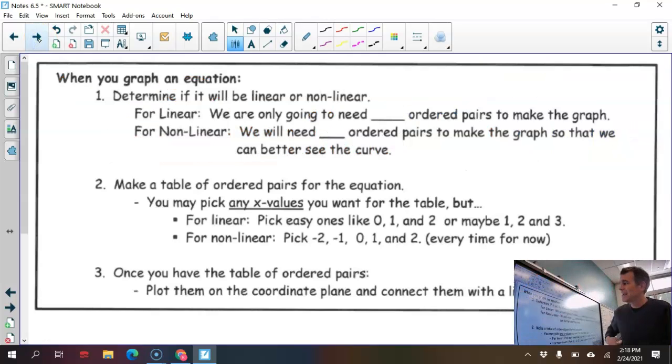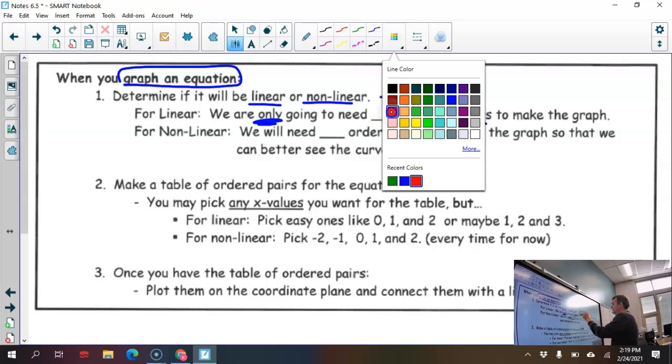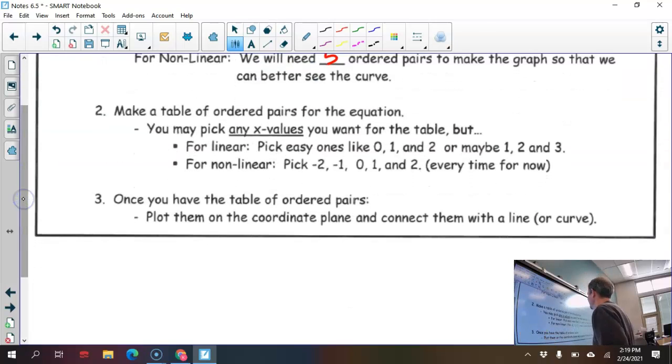All right, so here's what we want to be able to do. This is the final thing. When you graph an equation, I feel like there are 3 steps here to doing that. First step, very easy: determine if it will be linear or nonlinear. And that's important because we can save some time. We are going to need only 3 ordered pairs to make a graph if it's linear. But if it's nonlinear, we need 5 ordered pairs. All right, that's step 1. Just decide linear or nonlinear.